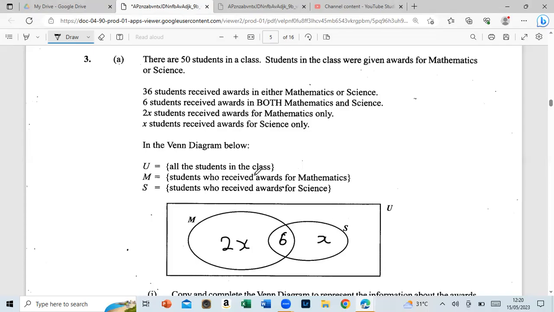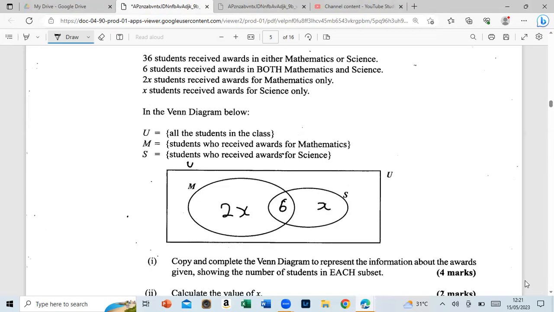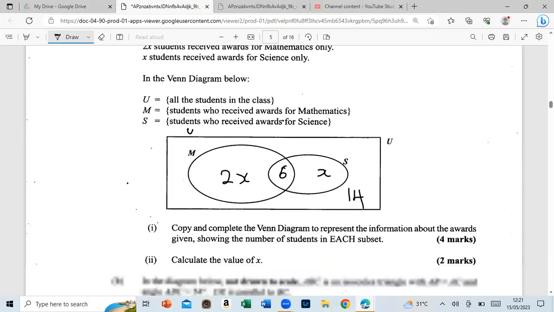So, in the Venn diagram, we know we are going to have a U or universal set over this already. So that's good. It says copy and complete. I already did that, and that's 4 marks. Showing the number of students in each subset. Some students are going to be left outside, I think. Since it's 36, and they did say it was 50, I think about 14 will be out here. They didn't ask for it, but I'm assuming they want it.